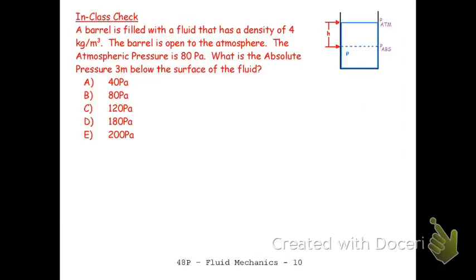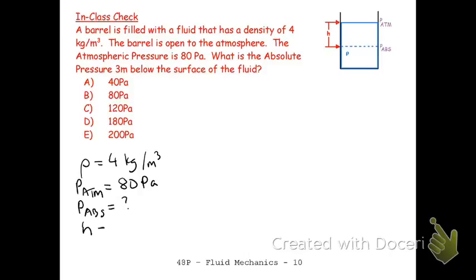So a barrel is filled with a fluid that has a density, rho, equal to 4 kilograms per meter cubed. And the barrel is open to the atmosphere. And the atmosphere, P_ATM, is equal to 80 Pascal, a really small atmosphere. What is the absolute pressure, P_ABS? And my height, h, equals 3 meters below the surface.